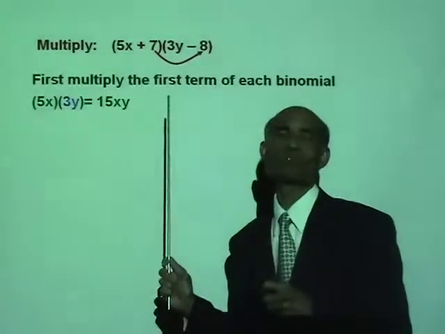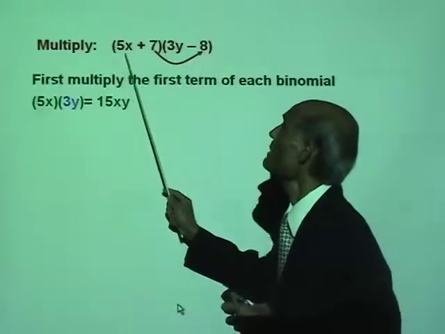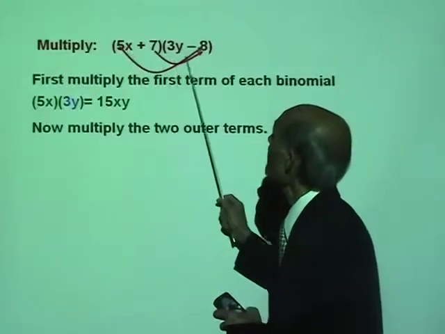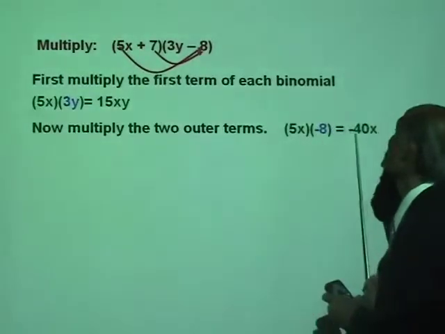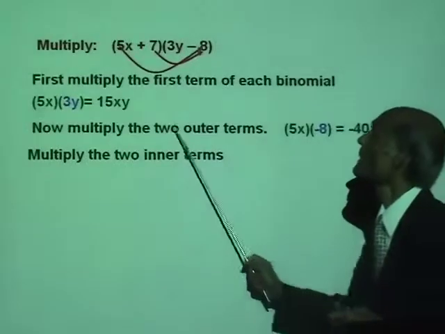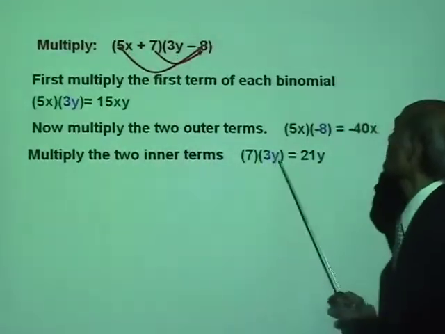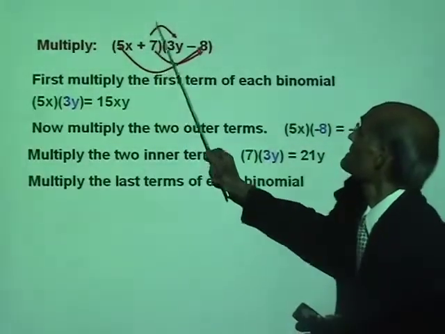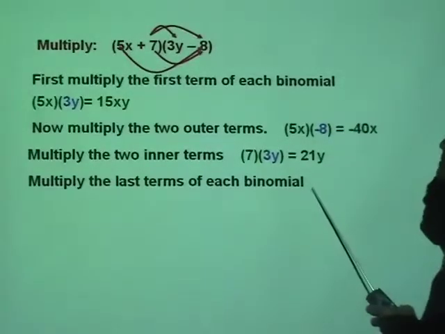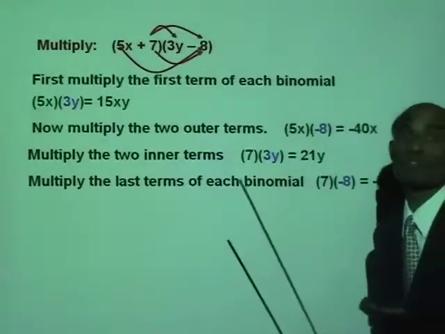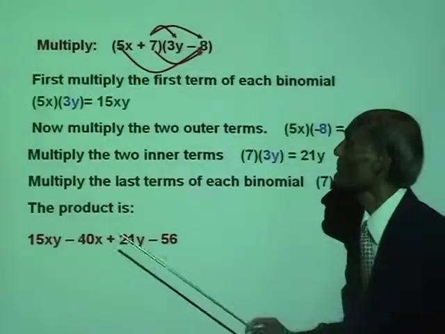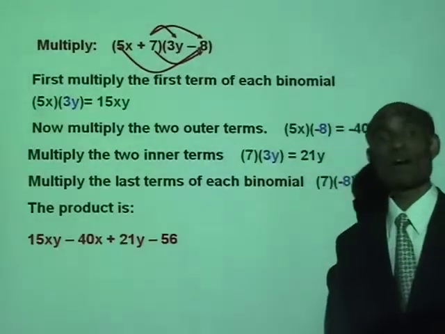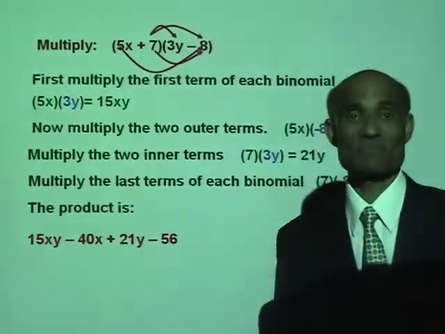Now again my arrow did not come right, so don't look at that arrow. 5x multiplied by 3y is 15xy. 5x multiplied by negative 8 is negative 40x. Then 7 multiplied by 3y is 21y. And then 7 multiplied by negative 8 is negative 56. Put it all together, you got 15xy minus 40x plus 21y minus 56.